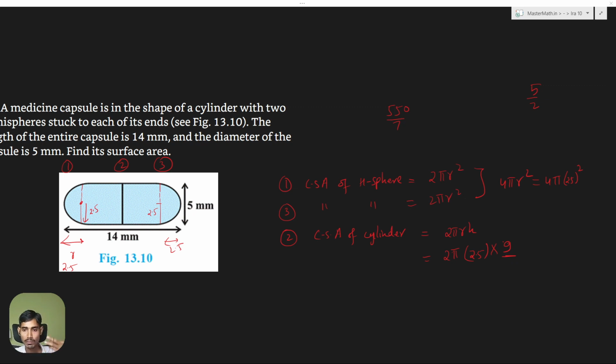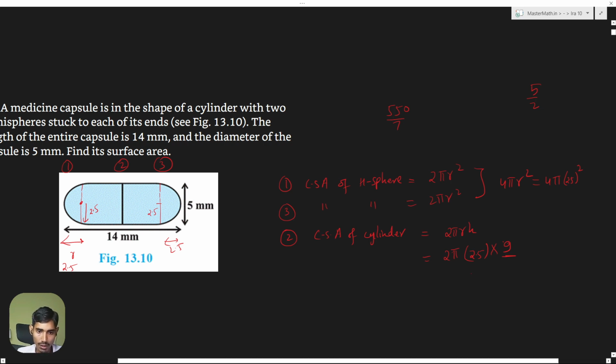So the total surface area of the capsule would be 220 centimeters square, both combined, both added. I wrote millimeters, sorry, centimeters square. What was that for the cylinder? CSA of cylinder, what did you get? 990 by 7.